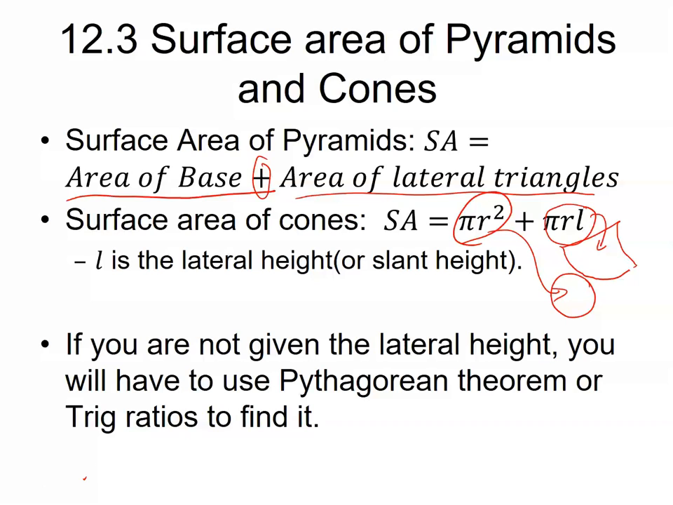Sometimes we aren't given the lateral height, sometimes we're given the regular height. And we'll have to use stuff from chapter 7, either Pythagorean theorem or our trig ratios to find that lateral height. Or when we need the regular height, if we're given the lateral height, we might need to go the opposite direction as well. But again, check out that other video where I demonstrate the difference between height and lateral height. But let's go ahead and get started with our surface area.